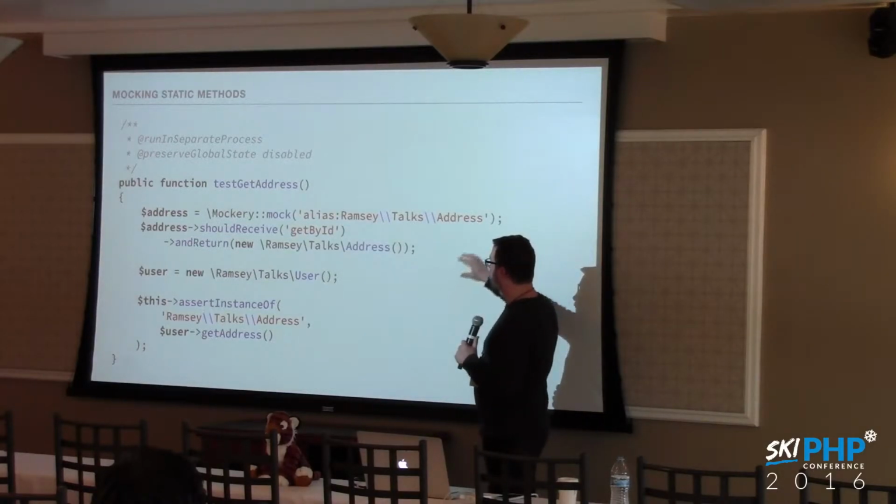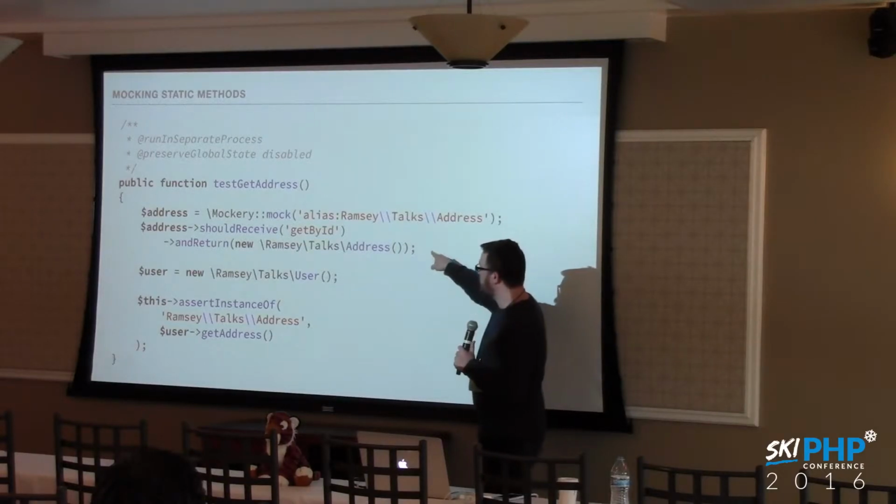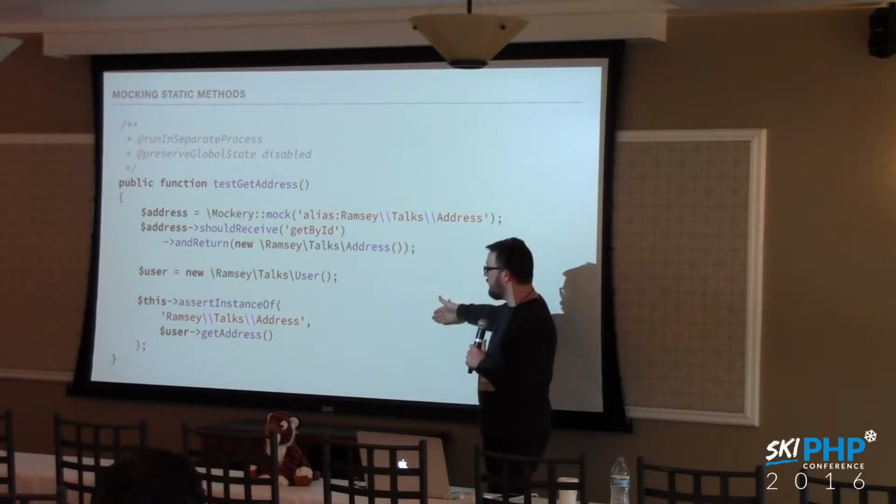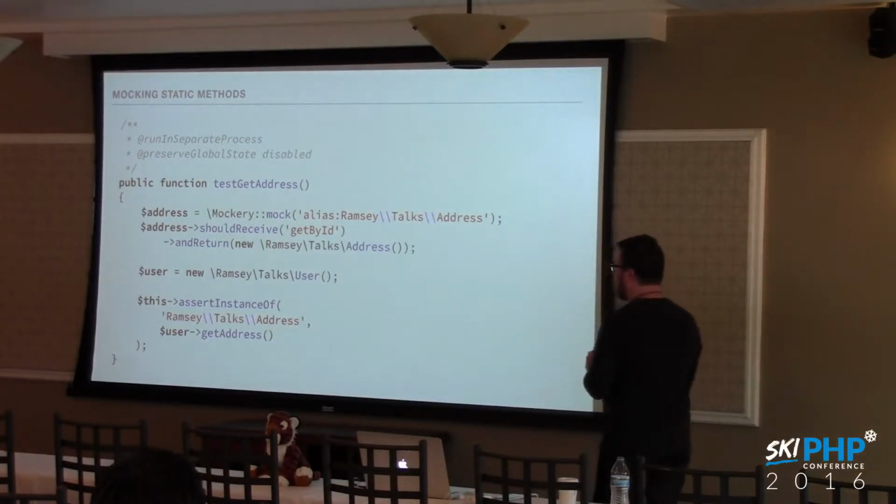And so alias is going to allow us to do this, and then when we call getAddress, it's going to return a new Address. We don't really care what's on this object. We just want it to be of that type. And then we're going to test that it is an instance of Address.